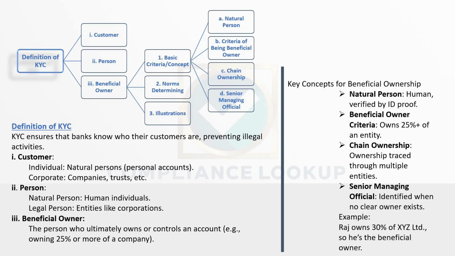Second, definition of person. A person under KYC can be defined as either natural person who is a human individual as recognized by law or legal person which is an entity that is legally recognized such as a corporation or organization and can be involved in financial transactions. Example: a corporation like ABC Ltd is treated as a legal person when opening a corporate account. The KYC process will require verifying the company's legal existence, authorized signatories, and beneficial owners.